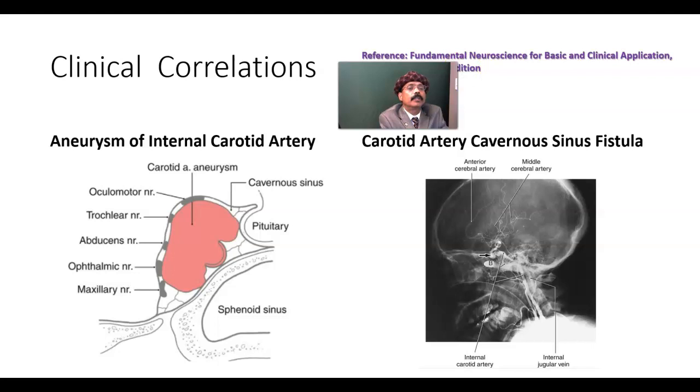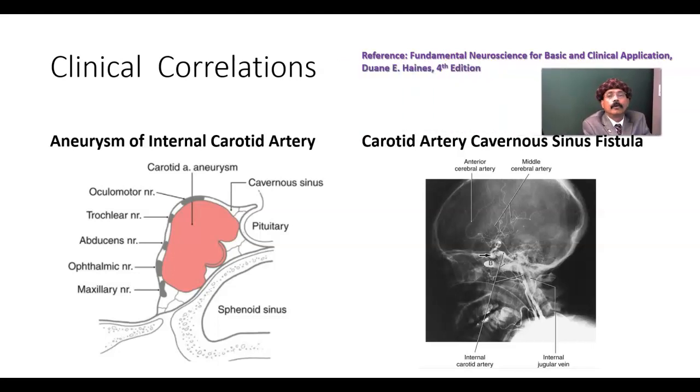So we'll go to the clinical correlations. We have to know that any branch of the internal carotid artery may be blocked. That may lead to a cerebrovascular accident. We also call it CVA or stroke. Another clinical correlation other than stroke is aneurysm of the internal carotid artery.